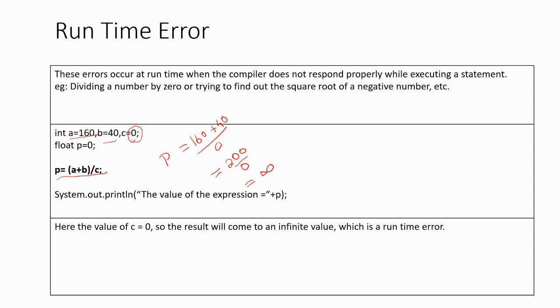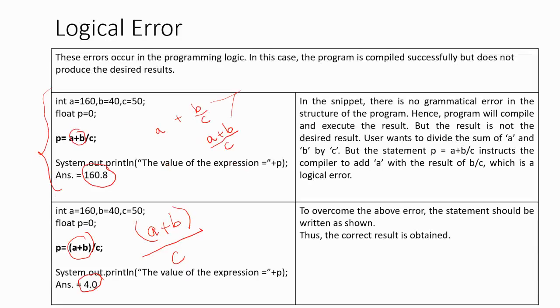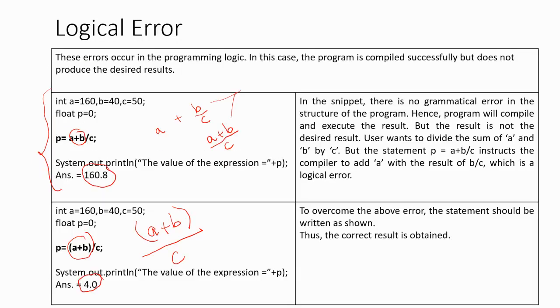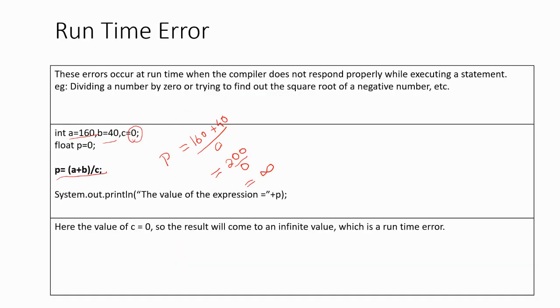So, these are the types of errors in Java. Let us go through them once again. Syntax errors are the grammatical errors in the program. Logical errors are the errors in the programming logic, while runtime errors are errors which occur when the compiler does not respond properly while executing a statement.